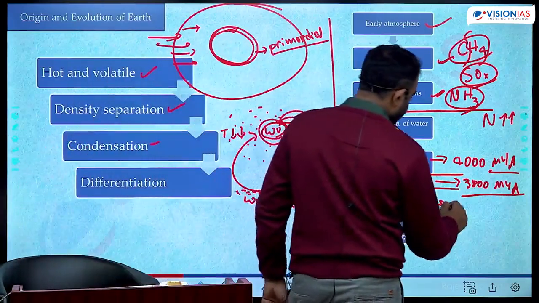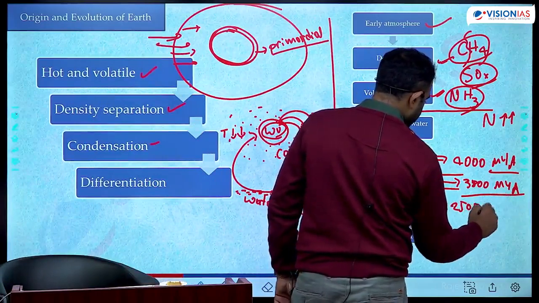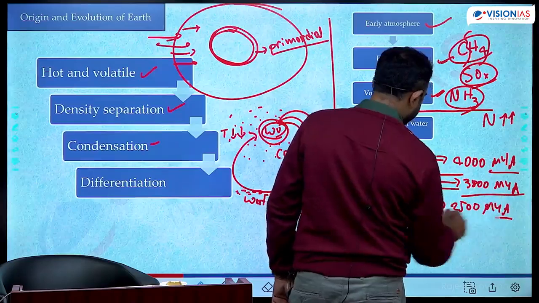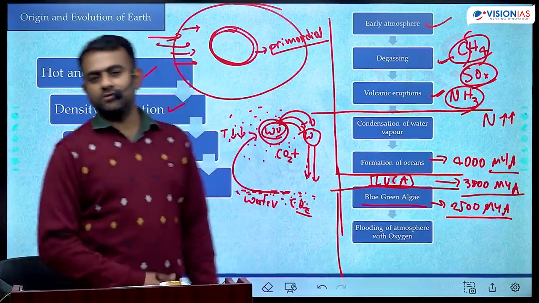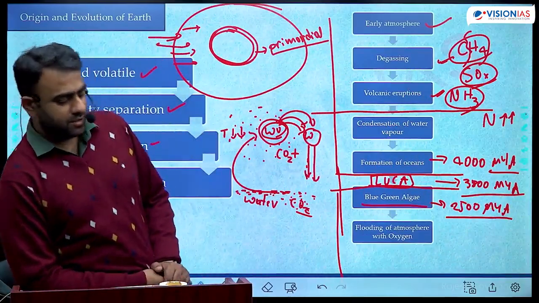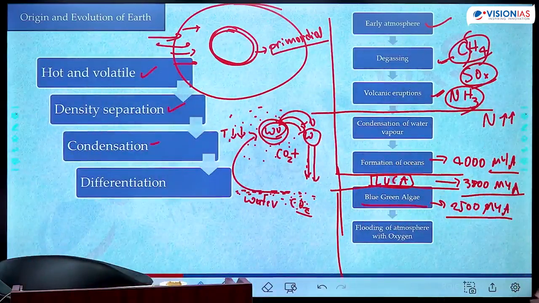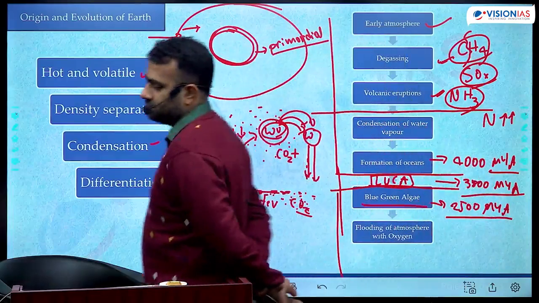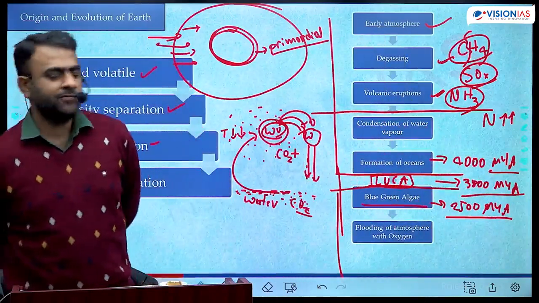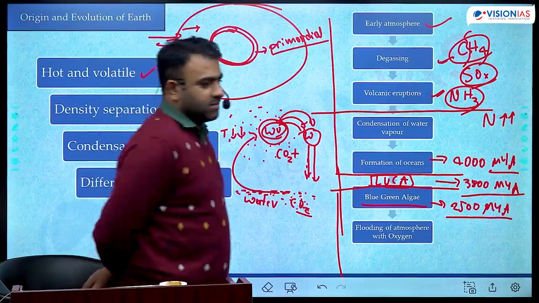By 2,500 million years, we had the evolution of blue-green algae. Blue-green algae is the first photosynthetic organism which evolved on the earth. Of course, the life is still inside the ocean. Life is still unicellular, very primitive. Now the situation completely gets changed.